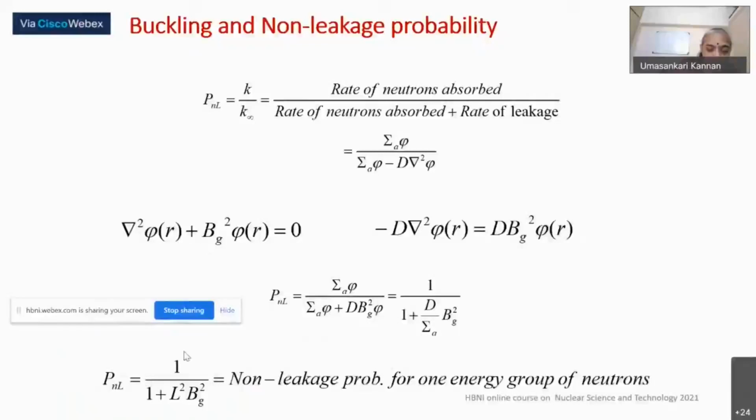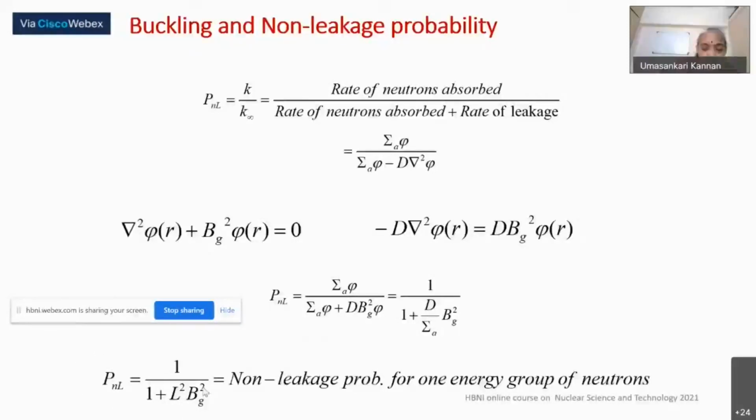PNL is equal to 1 by 1 plus L square Bg square. This D by sigma A is nothing but L square. So we have derived the non-leakage probability in terms of the material properties for one energy group of neutrons, because so far we are always saying that the neutrons are monoenergetic, all neutrons are of single energy and so on. Now we have derived an expression for the non-leakage probability.